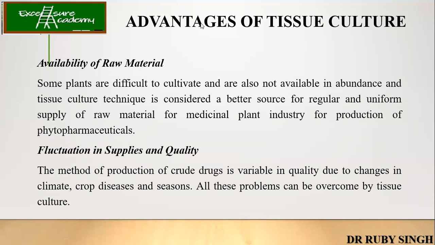Availability of raw material. So the first thing we are going to discuss is the raw material. Now, what does it mean? How is plant tissue culture going to solve the problem of raw material? The thing is, there are certain plants which are difficult to cultivate. You must have heard that these particular oranges are only grown in Nagpur, or these particular pineapples are grown only in Kerala. So this means that the perfect conditions are provided by those areas only.